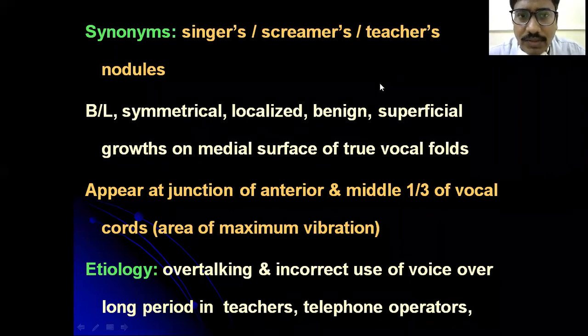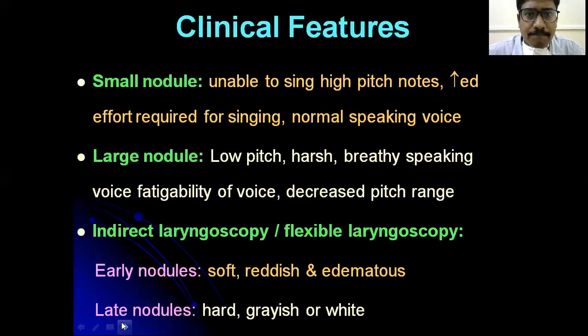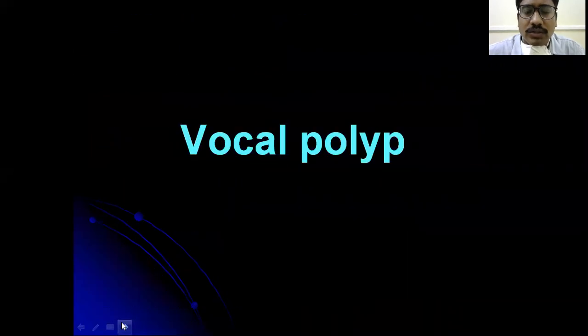Someone is asking a question. The difference between the vocal nodule and vocal polyp: vocal nodule is bilateral. It is present at the junction of anterior 1/3 and posterior 2/3. Why is it present at the junction of anterior 1/3 and posterior 2/3? Because it is the site of maximum vibration of the vocal cord.